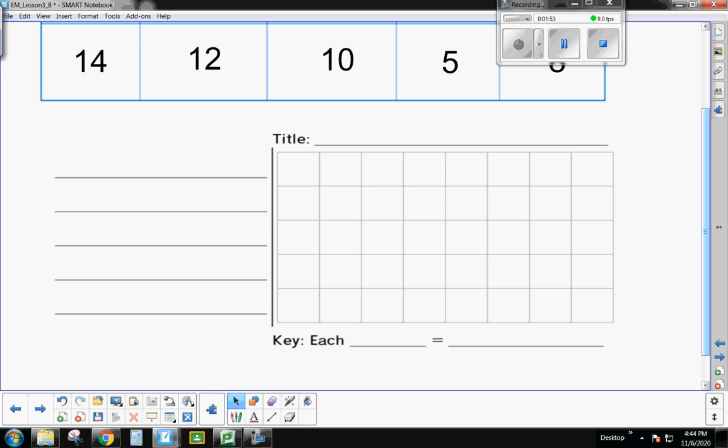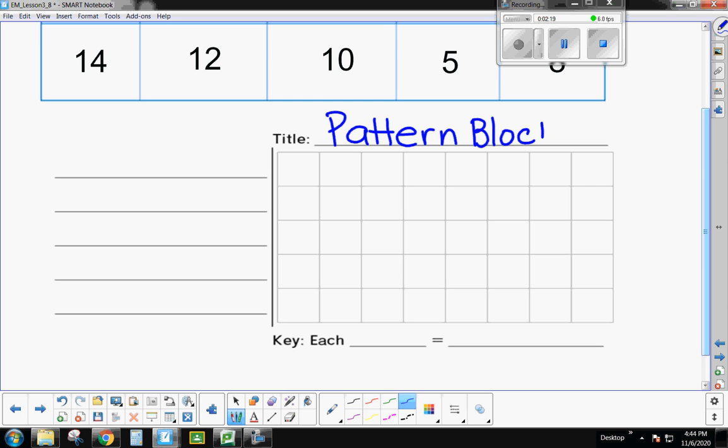So we're still going to need to title this graph. Okay, so think about what this graph is about. Think about what it was about yesterday. Okay, we were sorting pattern blocks, right? So that's still going to be the title of our graph. So go ahead and fill in your title of pattern block sort. All right, if you need more time, always pause the video.